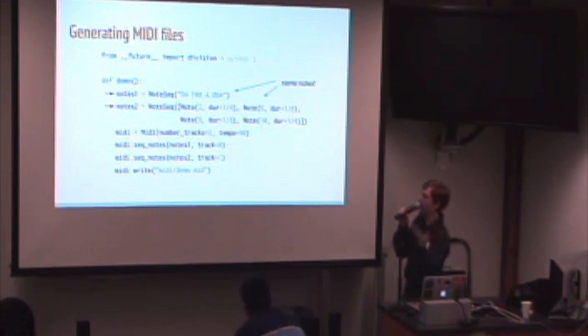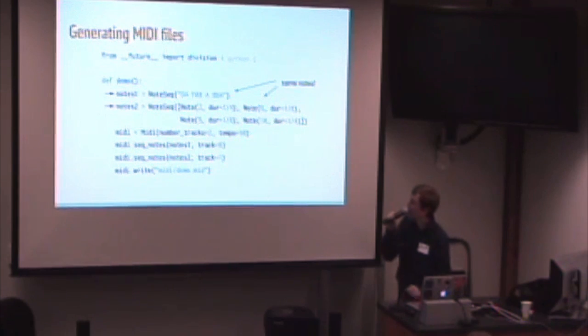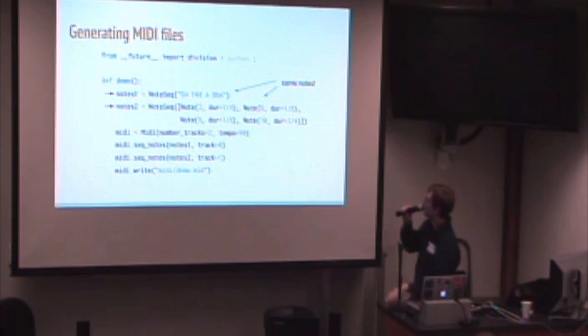But on to the meat of generating MIDI files. This is how easy Python makes it. There are 3 basic steps. You have your notes. Step 1, get some notes. Here you have 2 note sequences. They're actually the same notes written 2 different ways.